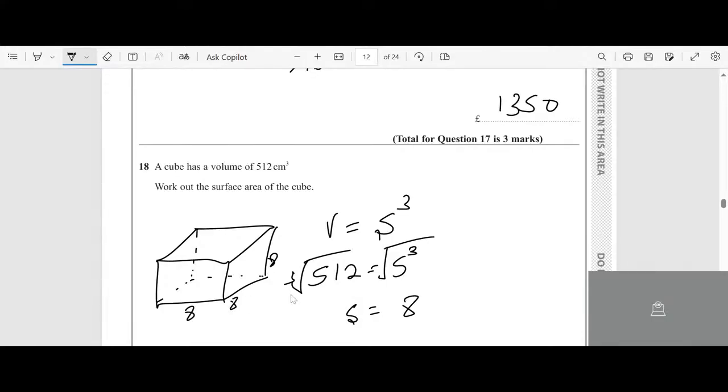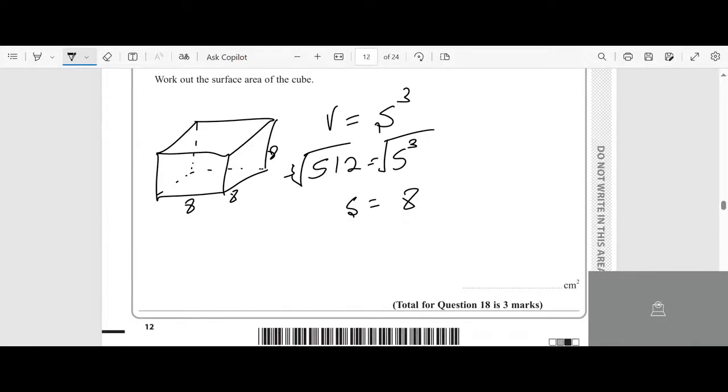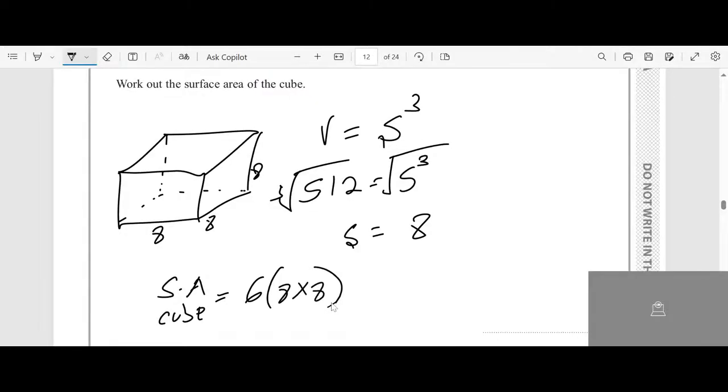They want the surface area of a cube. To find the surface area of a cube, so we have 8 times 8, which is 64, total giving us 384 centimeters squared.